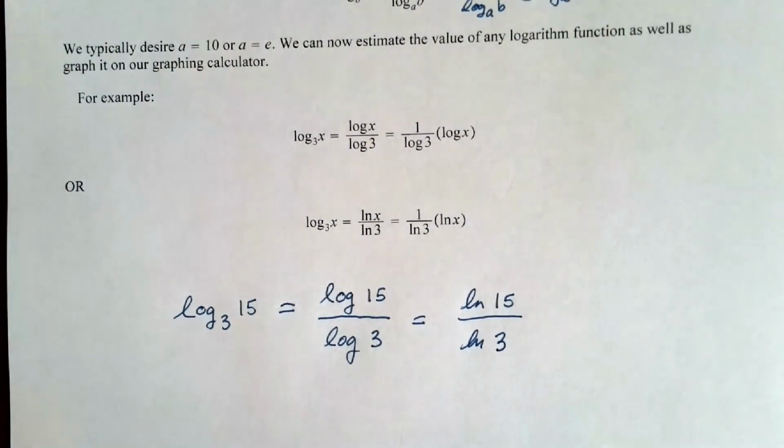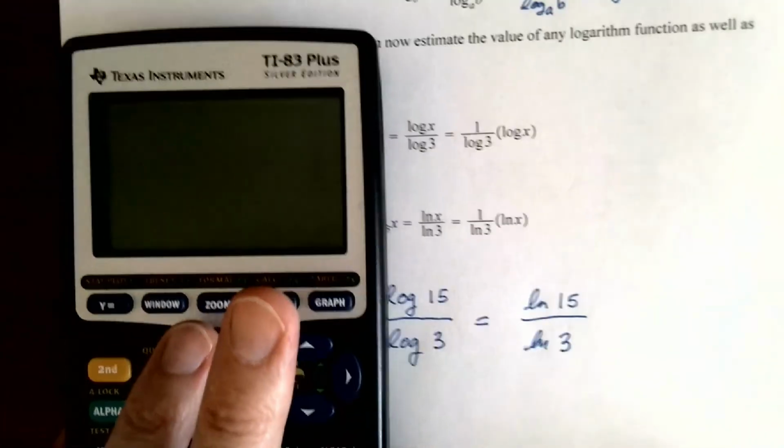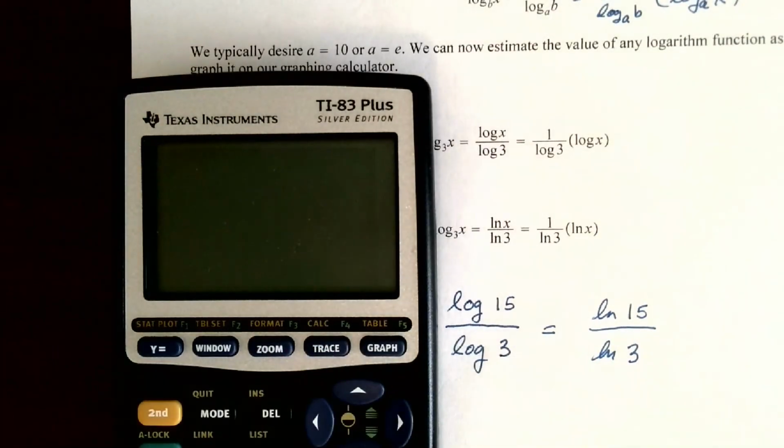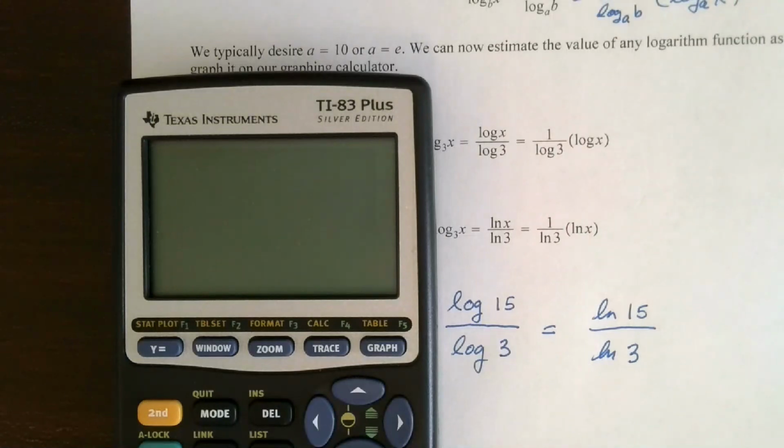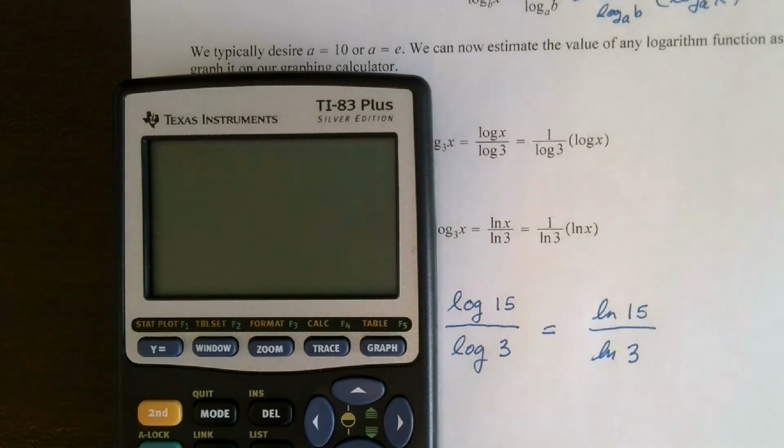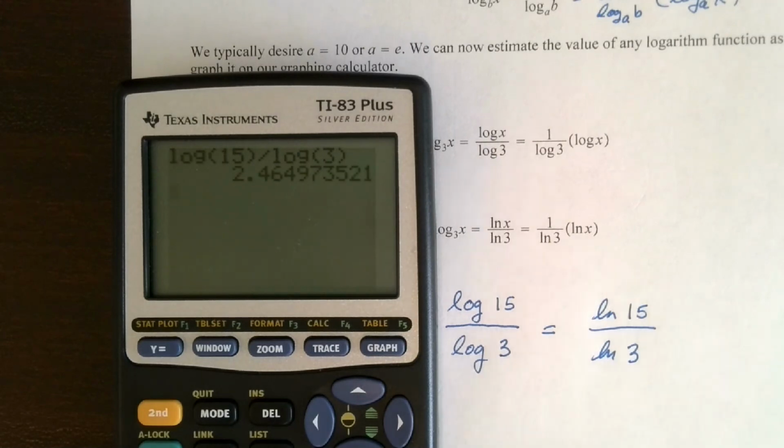Let's just show you what that is here in both cases. Change the contrast down a little bit so we can see the screen better. Okay, so log of 15 divided by log of 3. All right, gives you that number. Let me show you natural log of 15 divided by natural log of 3 gives you that same quantity, the same expression.